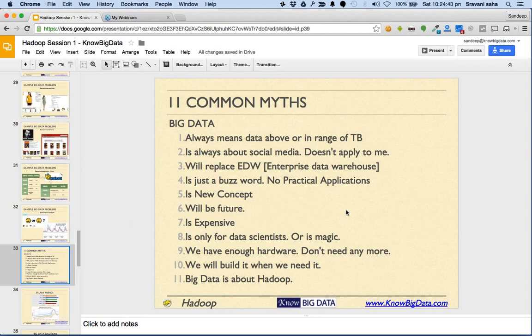Is it a new concept? No. As I told you, even in 2002 we were handling really big data on the grid. Will it be the future? No. It's the present. Is it expensive? No.